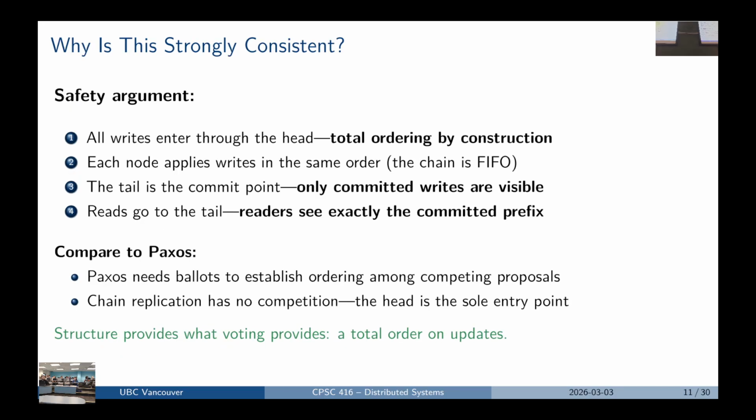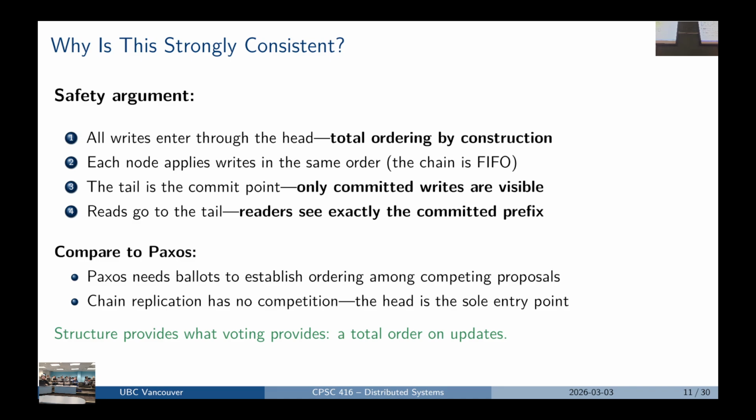Why is this strongly consistent? Because all writes enter through the head. They're totally ordered in a trivial sort of way. It's not hard to look at that and say, of course, they're going to happen in the order in which they were presented to the head, and they're going to show up at the tail, because everybody is processing these in pipelines. They're FIFOs. There's nothing to cause out of ordering them. So the tail is the commit point, and only committed writes become visible. So the reader goes to the tail, because now the reader sees exactly the decisions that have been committed.